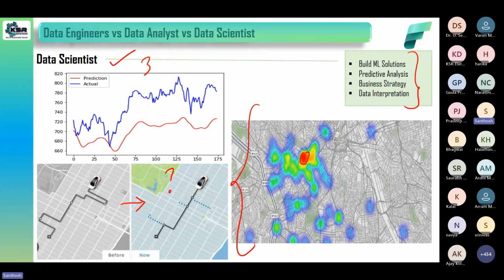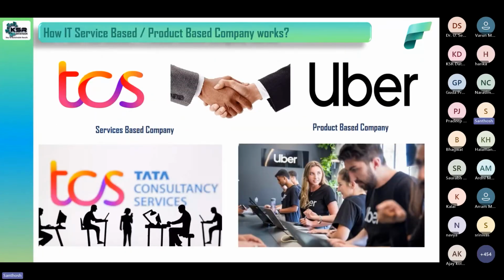Okay, all good now. You know the difference. You know what a data analyst is, who a data scientist is, and who a data engineer is, right? Now, all good. Next, let's see two companies. One is TCS, one is Uber. Let's see two companies. Now, what is the role of Uber here?